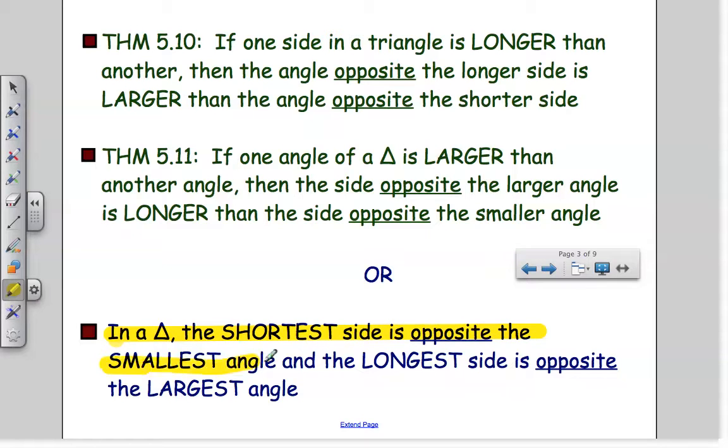In a triangle, the shortest side is opposite the smallest angle, and the longest side is opposite the largest angle. I think this is just an easier way to state this. In a triangle, the shortest side is opposite from the smallest angle, and the longest side is opposite from the largest angle. And then the ones in the middle are opposite from each other as well.